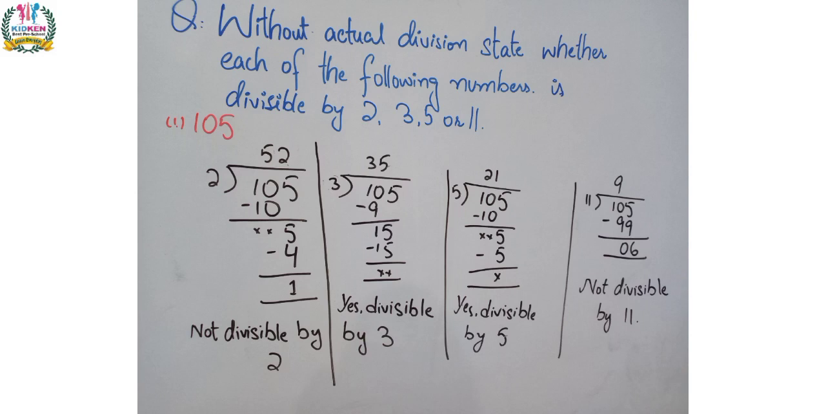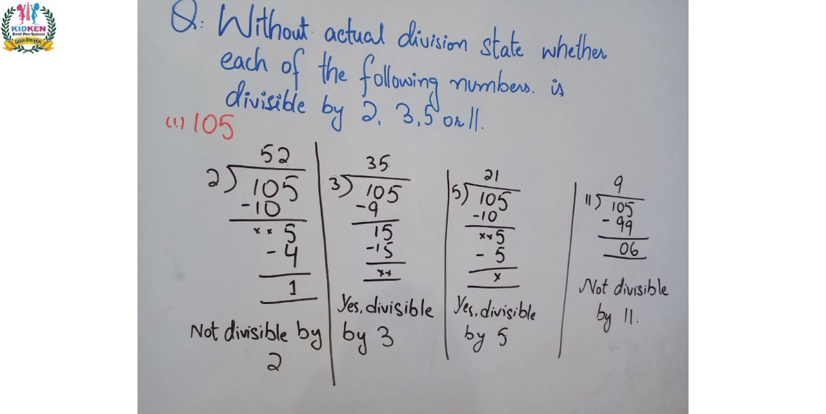Next question is without actual division state whether each of the following numbers is divisible by 2, 3, 5 and 11. Simply you can divide and test whether the value is completely divisible by 2, 3, 5 or 11 or not. So we have the value 105. We can divide 105 by 2, then 3, then 5 and then 11. So let's start with 105 by 2. We can divide it by 2. So 105 is not completely divisible by 2.